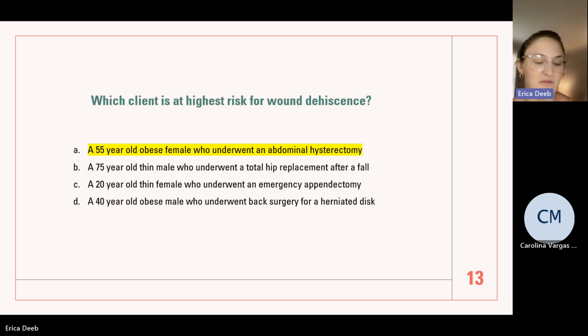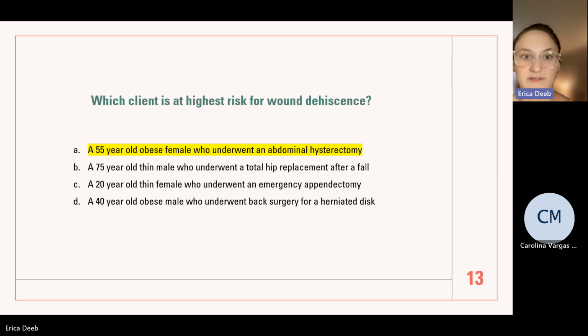So the answer for this one is going to be A, the 55-year-old obese woman who underwent an abdominal hysterectomy. The reason for this is because we see two key risk features for wound dehiscence, and that's being obese and having abdominal surgery. Those are two of the greatest risk factors for dehiscence, and it makes sense. If you're obese, you're laying there, and it's going to pull apart, right? Because you have a lot of weight and a lot of extra skin. So they're at great risk for dehiscence.